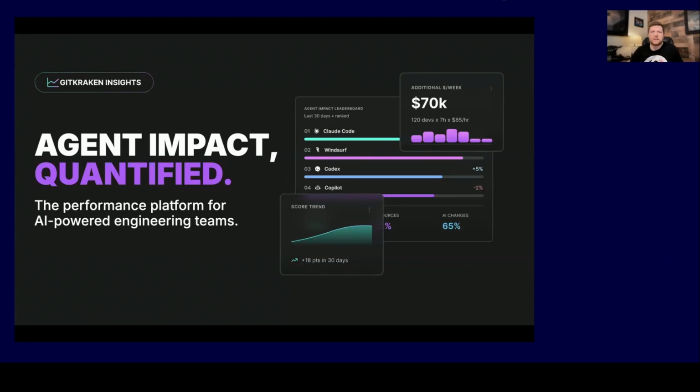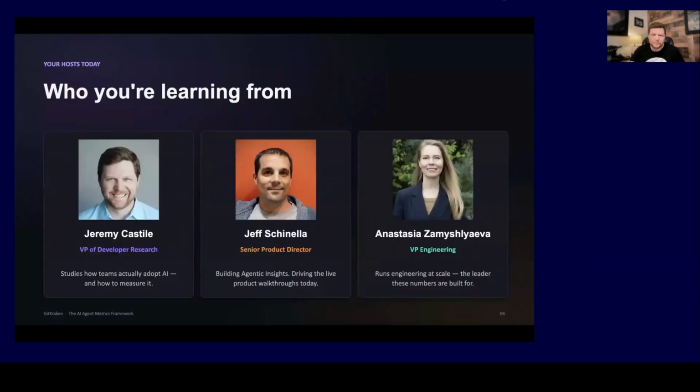What we're going to be focusing on today is GitKraken Insights. And this is the platform that you're actually going to be using today. It's the performance platform for AI-powered engineering teams. It's one place that pulls together how all of your developers and agents are working together, and whether your code bases, repositories are actually ready for agentic development. That's what we're going to be digging into, as well as what's the ROI of all of this? That is one of the questions that's certainly top of mind for many engineering leaders that we talk to. So that's what we're going to be diving into today.